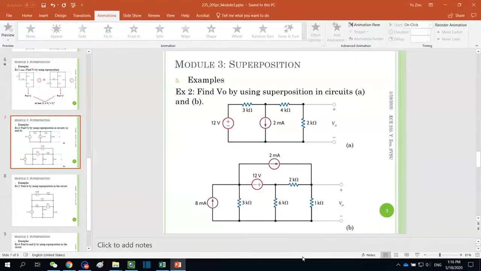Alright, now let's take a look at example 2. Find V0 by using superposition in circuits A and B. So first take a look at circuit A. We are seeing again one voltage source and one independent current source.